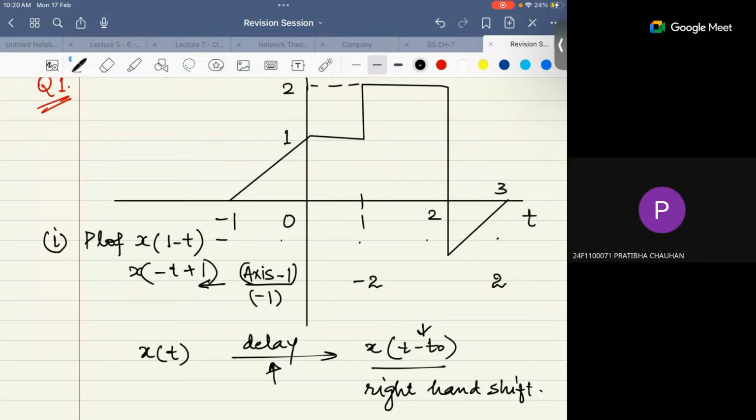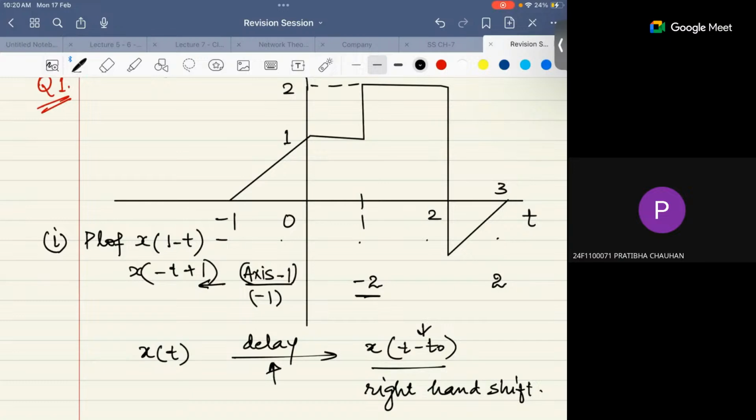Correct? And after that, what you will be doing? You will be multiplying with minus 1. So that is not going to impact. Whatever the value that was there at minus 2, that will go to 2. And vice versa.